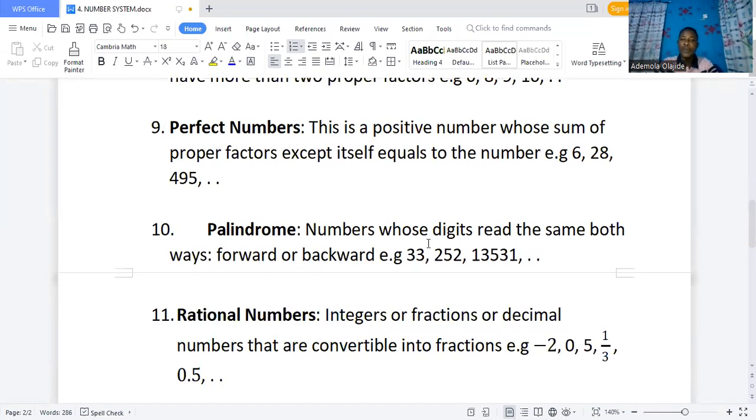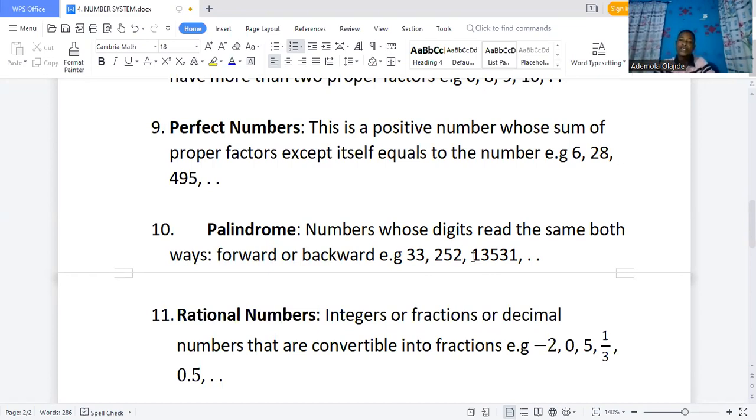Palindrome: numbers whose digits read the same both ways. That is, whether you read it forward or you read it backward. For example, 2-digit palindromes are 33, 44, 55. This one is 3, 3 going forward, and backwards it is still 3, 3. This one, 252, and if you read it backwards, it's still 252.